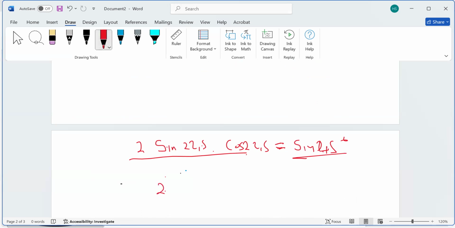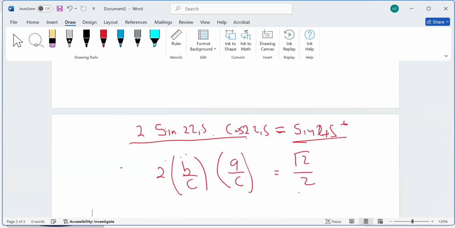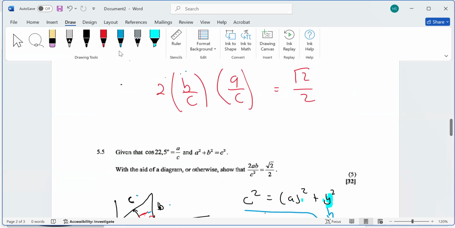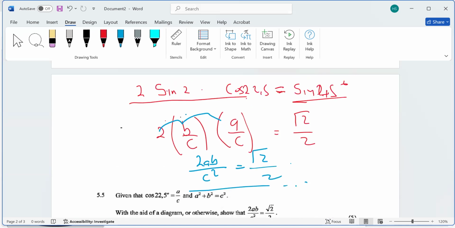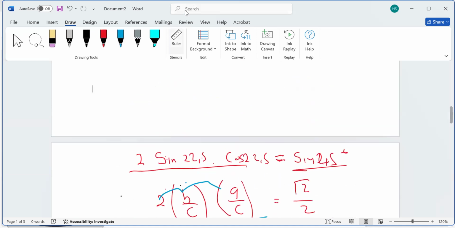And then we have 2 here. This one is B all over C, this one is A all over C, and this one is root 2 all over 2. If I work with this multiplied by this, it gives me 2AB all over C squared, which is equal to root 2 all over 2. That's what we're trying to prove, basically. So, yes.